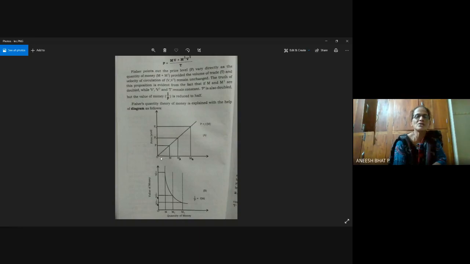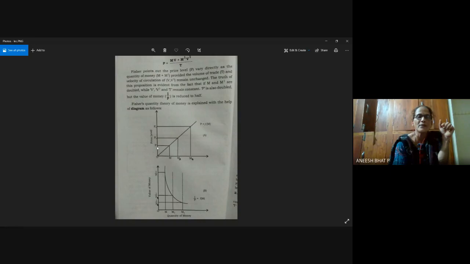In the OY axis, we have the price level. According to Irving Fisher, in the beginning, when the total supply of money is OM, where OM shows the total supply of money in the beginning, the price level is OP.